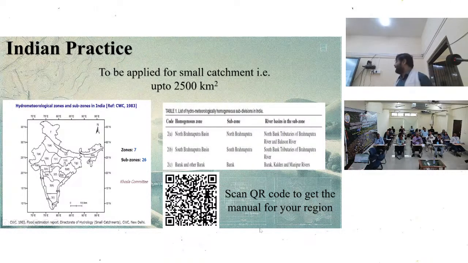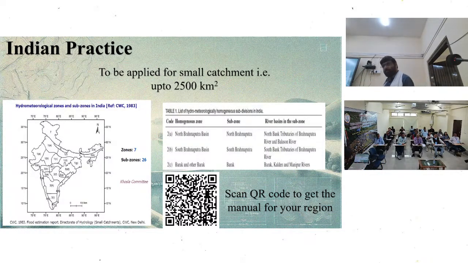So coming to the Indian practice. CWC has divided India into around 26 zones. In the Northeast there are three particular ones: 2A, 2B and 2C. If you are working in Assam and the North Bank of Brahmaputra, you come into zone 2A. Assam and Arunachal will come in 2A; Nagaland, parts of Manipur and Meghalaya will come into 2B; Mizoram, Tripura and the rest will come into 2C. All these zones have different parameters, different characteristics, different formulas.